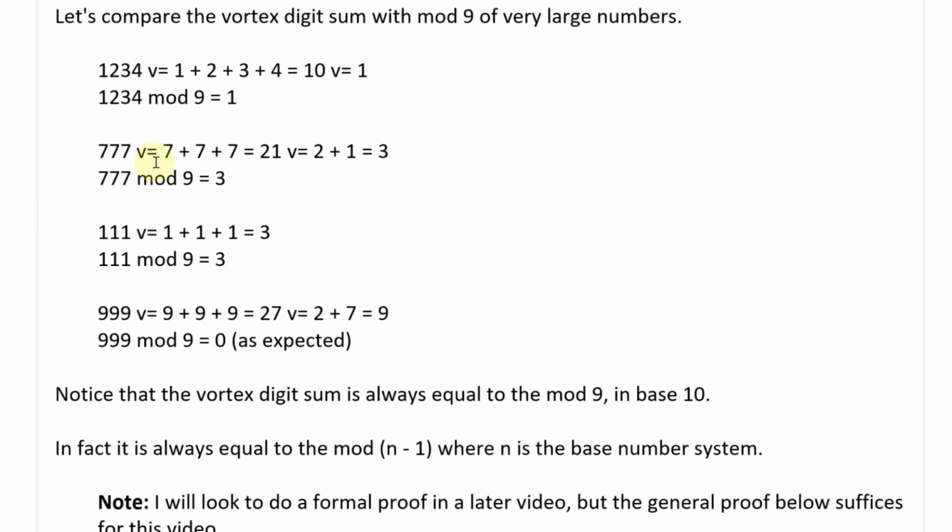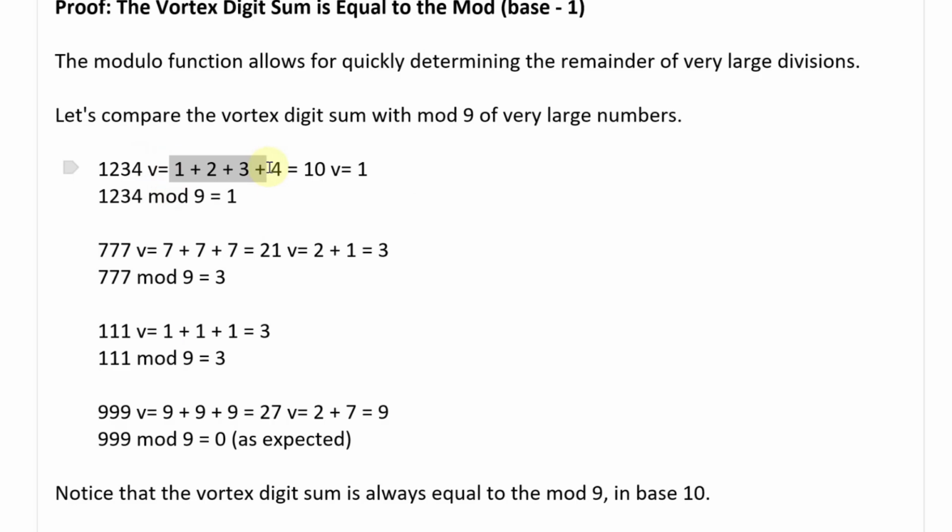So if we look at 1234v equals 1 plus 2 plus 3 plus 4, which equals 10, and you can just press equals 10 and then v equals 1. So 1 plus 0 is 1. And then, or you could just type in 1234 mod 9, and it gets you the right answer.